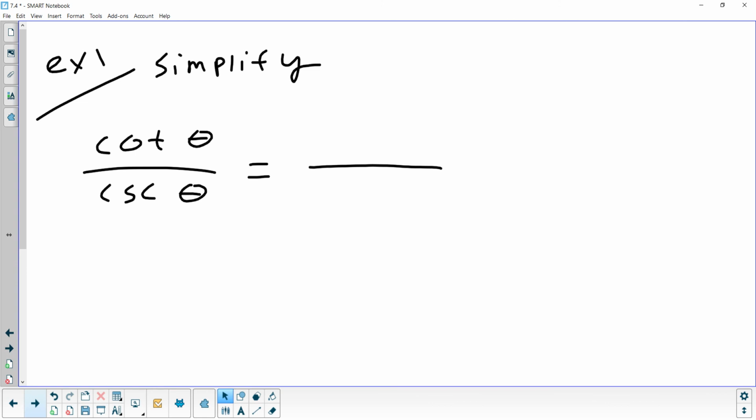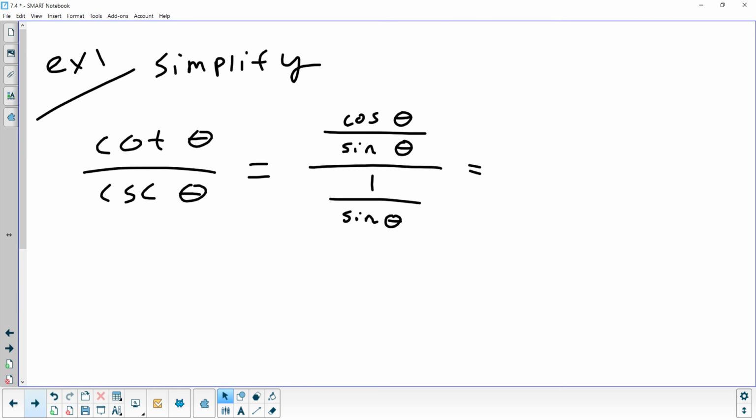Caleb? Cosine over sine. Yep. It's cosine over sine. And you might think, well, geez, now this is starting to look even worse. It usually does look a little bit worse before it gets better. And now cosecant. How can we write that, just using sines and cosines? Yep, that's 1 over sine. Now, how do you divide a fraction by a fraction?